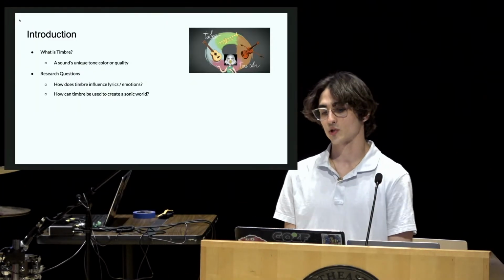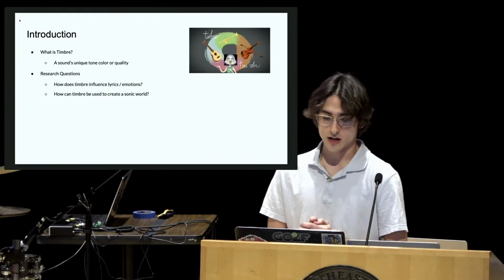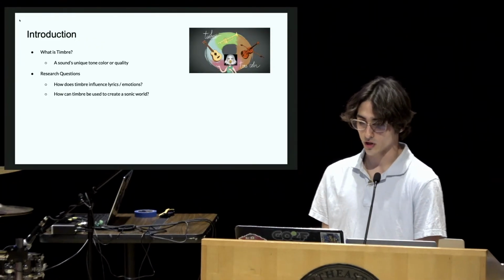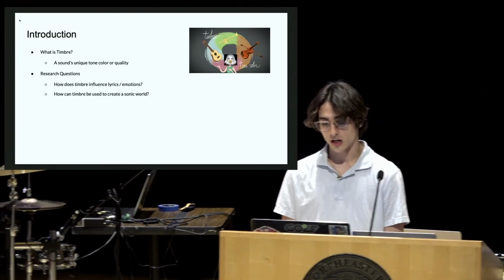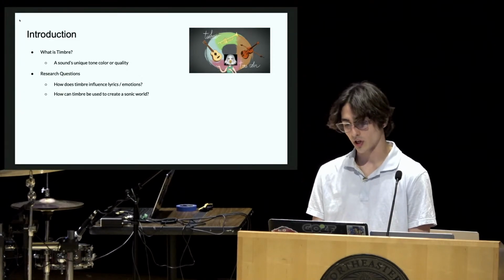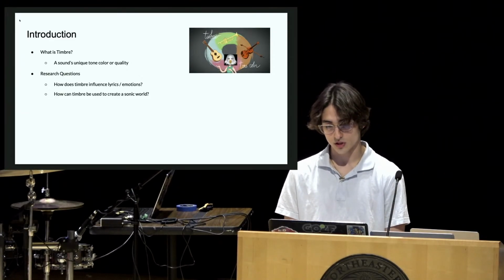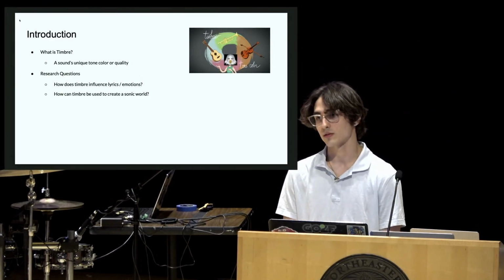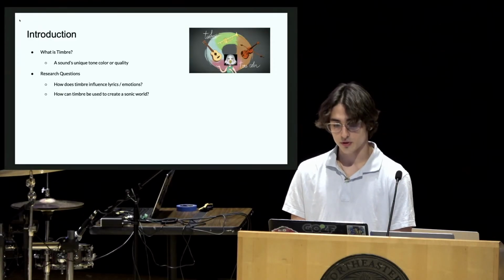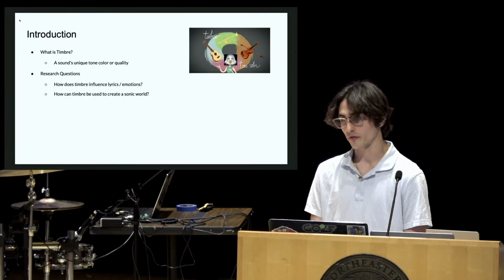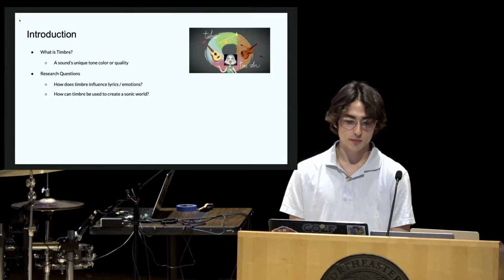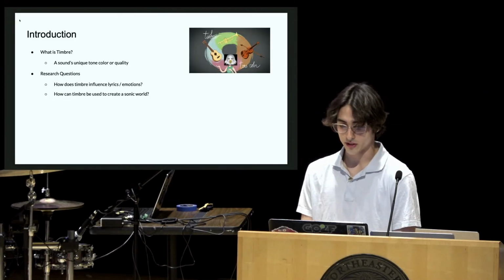So, quick little introduction. What is timbre? Timbre is a sound's unique tone color or character. When you hear people use words like buzzy, hollow, or crisp to describe a sound, that's usually in reference to the sound's timbre. Timbre is how we can hear the same melody played on a flute and a piano, and we're still able to tell that it was played on two different instruments.